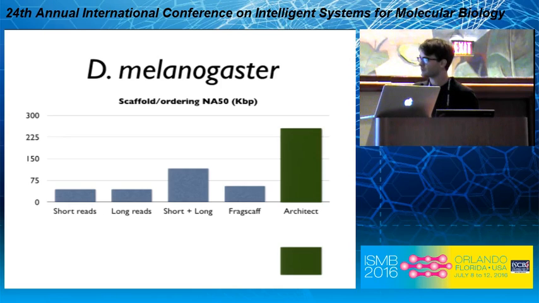And we tried different ways of doing this. This is the best approach that we found, and it's either using SPAdes or using different assemblers and combining them with Minimus 2. But it's substantially better than doing either method by itself. And Architect, it's using the same data as the short plus long assembly.